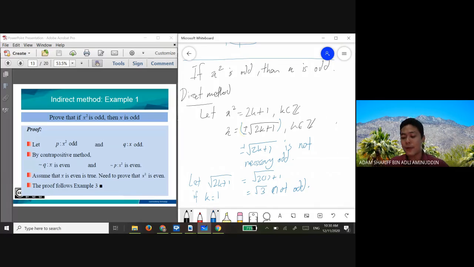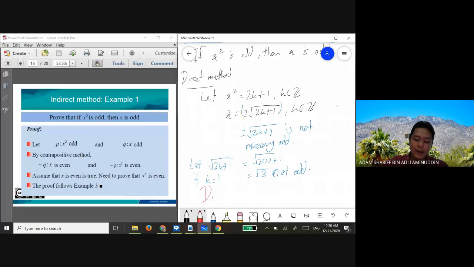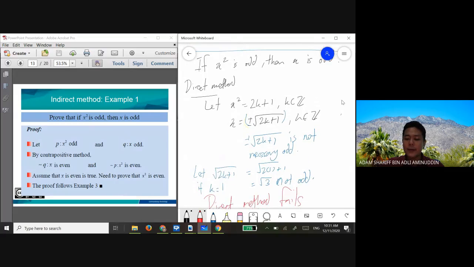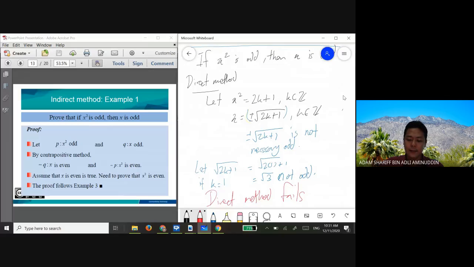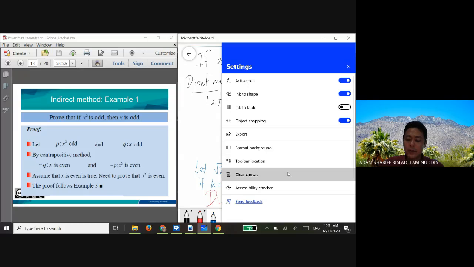So this proof is, orang kata, a little bit strange. It's not conclusively saying that this x definitely will be odd. Okay, so this is the condition where the direct method fails to convince us that this is definitely true. So that's why for some statements we cannot use the direct method. We need to use an alternative one. Okay, so we go to the alternative, which is the indirect method.